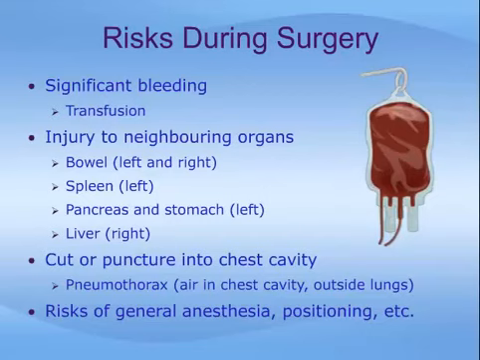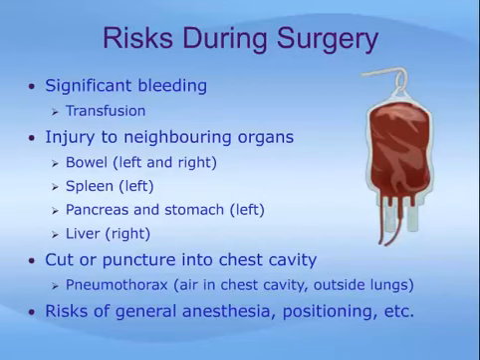The lining of the chest cavity, called the pleura, may be cut or punctured during surgery. This may require a chest tube afterwards. Again, this is a rare occurrence. If a puncture is not recognized, or if a chest tube is not left in place, this can rarely lead to what is called a pneumothorax, which is air in the chest cavity outside the lungs. This can put pressure on the lungs, making it hard to breathe, and is treated by placing a tube in the chest to let the air out.